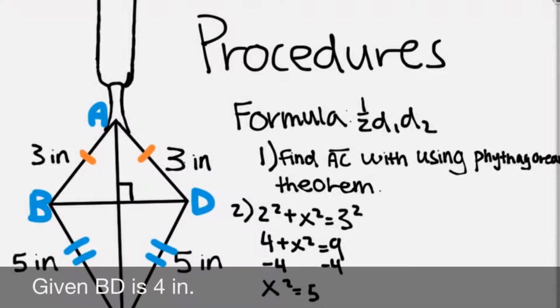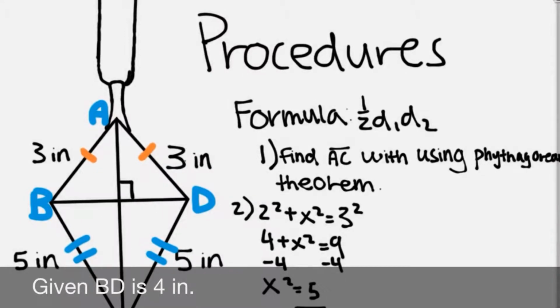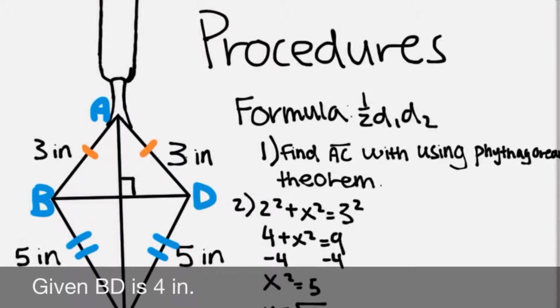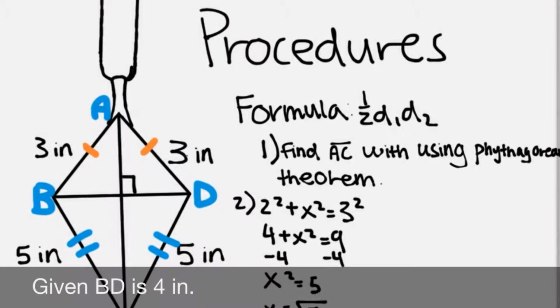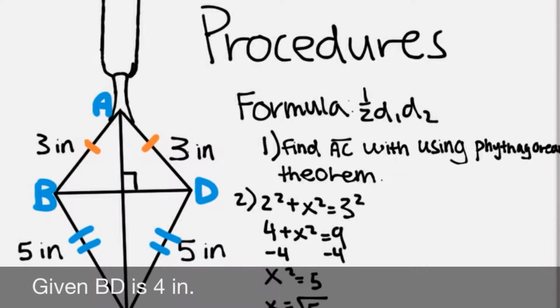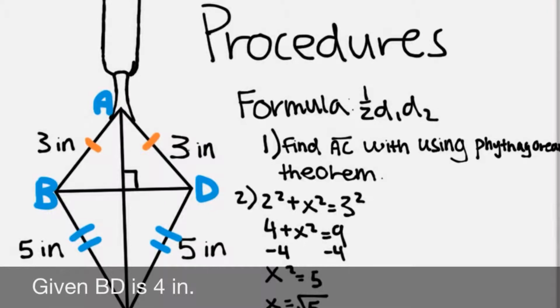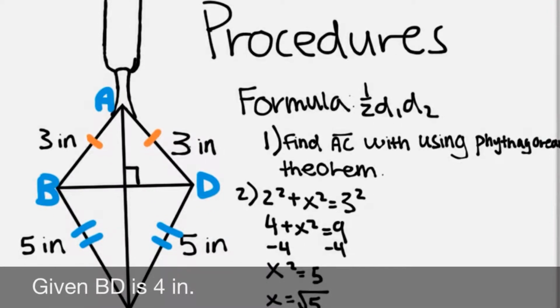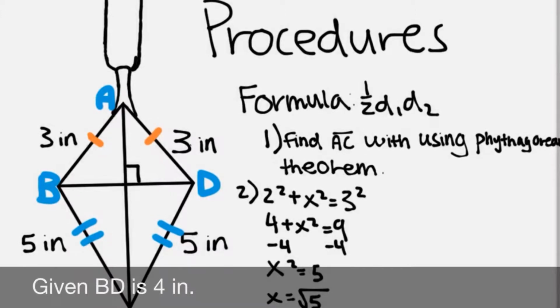Remember, the Pythagorean theorem is a squared plus b squared equals c squared. So to find diagonal AC, we will need to find two separate sides. First, we'll find the shorter part of AC, which will look like 2 squared plus x squared equals 3 squared. Solving this equation, we get the square root of 5 is the smaller part of AC.